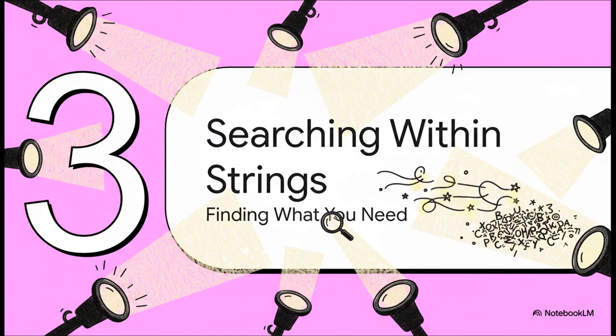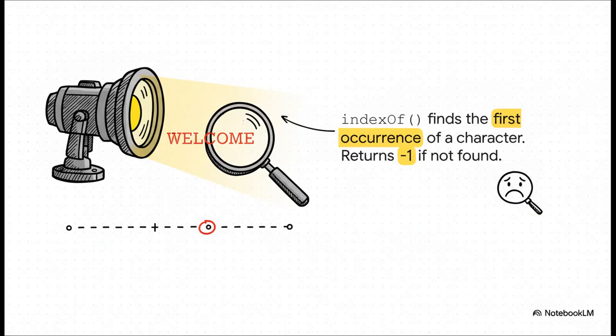Okay, we've inspected our strings from the outside. Now let's pull out the next set of tools in our kit, our searchlights. These are for finding exactly what you're looking for, no matter how deep inside the text it might be hiding. Your number one searchlight is indexOf. You can give it a single character or even a whole chunk of text, and it'll tell you the index where it first shows up.